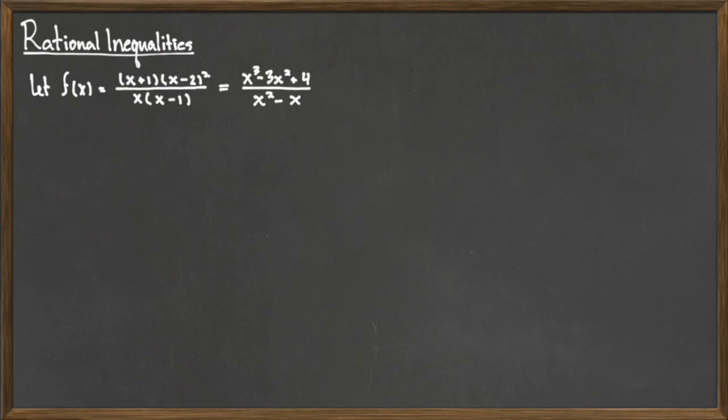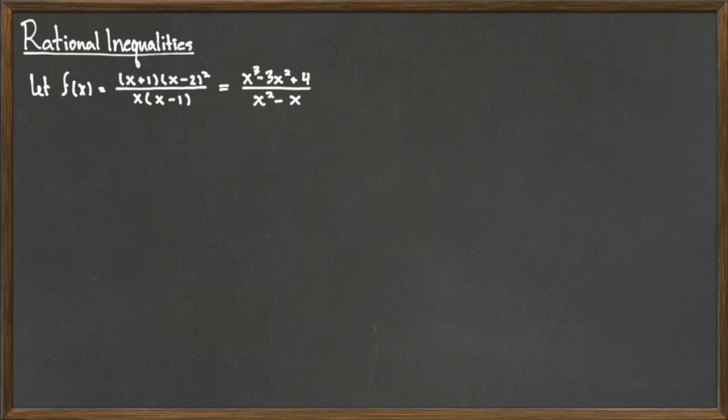Now when I look at the degrees of the numerator and denominator, that would tell me I would have an oblique asymptote. But since this is a rational inequality problem, I don't care about oblique asymptotes, nor do I care about horizontal asymptotes, at least in the context of this question. The only things I care about are the vertical asymptotes, the x-intercepts, and any removable discontinuities, should they be there.